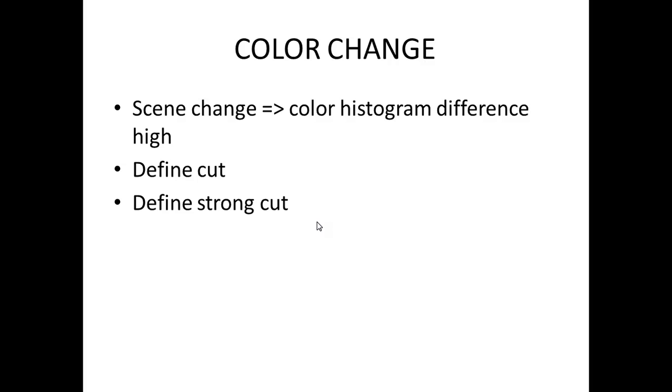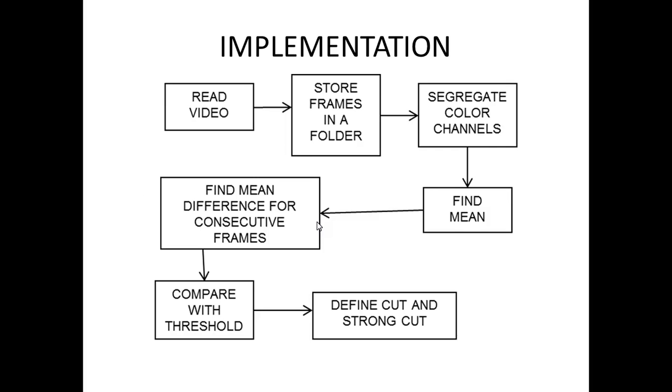So we have to define cut and strong cut. If the amplitude of the color histogram difference is greater than 25, we define it as a cut, and if it is greater than 50, we define it as a strong cut. It can be implemented as follows to find the color histogram difference.